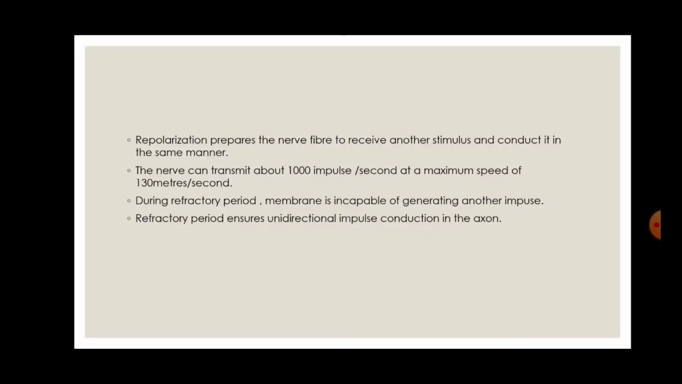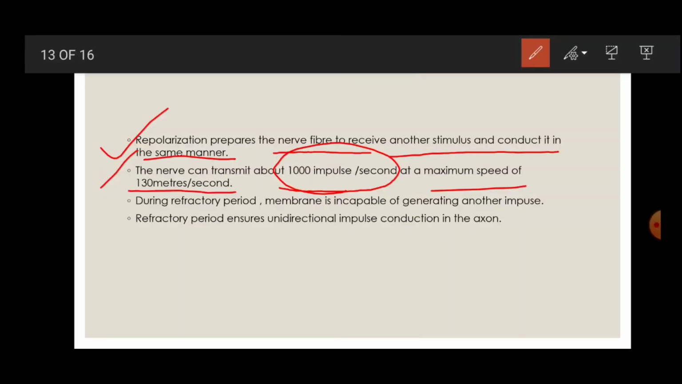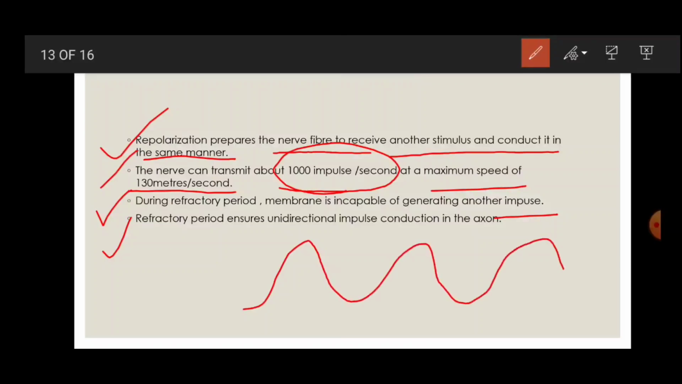Now let's look at some major points here. Why is repolarization necessary? Because it prepares the nerve fiber to receive another stimulus and conduct it in the same manner. Second, the nerve can transmit about 1000 impulses per second at a maximum speed of 130 meters per second. During the refractory period, the membrane is incapable of generating another impulse. We have already seen this, and the refractory period ensures unidirectional impulse conduction in the axon. So it ensures impulse conduction in one direction.